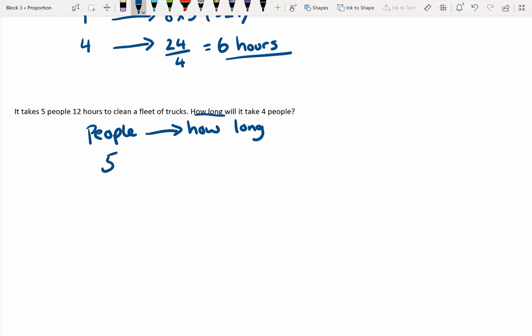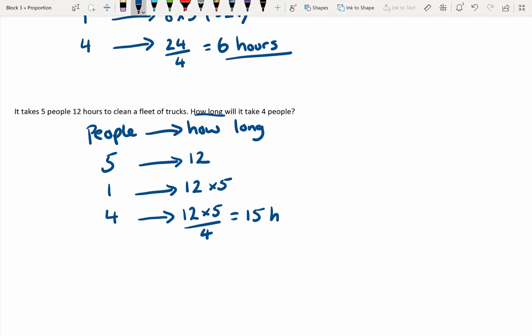So if it takes 5 of them 12 hours, it's going to take one person 5 times longer. So we get 12 times 5. As we're working through it, just like the last one, we don't need to crunch out the answers as we're going. We can keep it in our working. Instead, if we've got 4 people doing it, it is going to take a quarter of that time. So 12 divided by 4 is 3, times 5 is going to give us 15 hours.